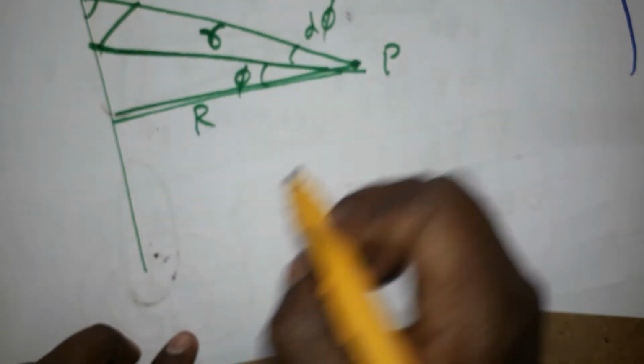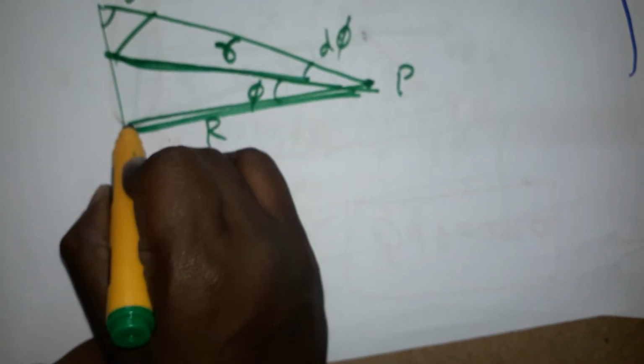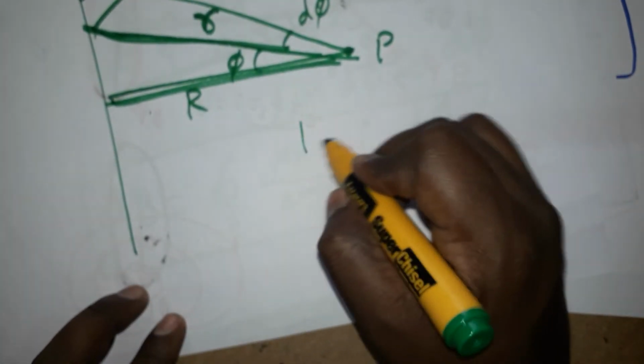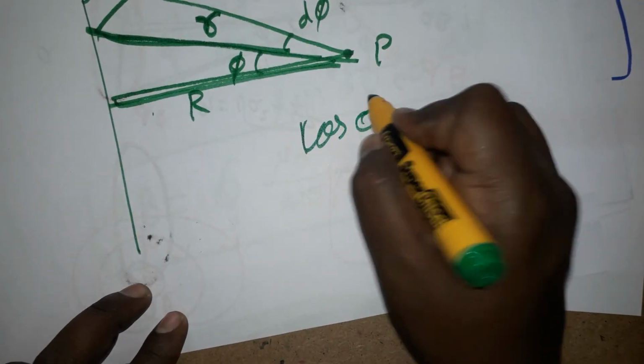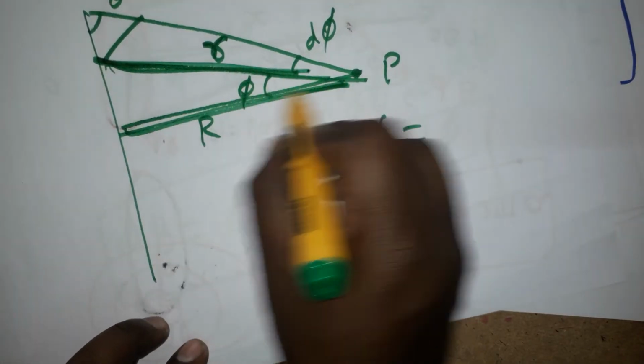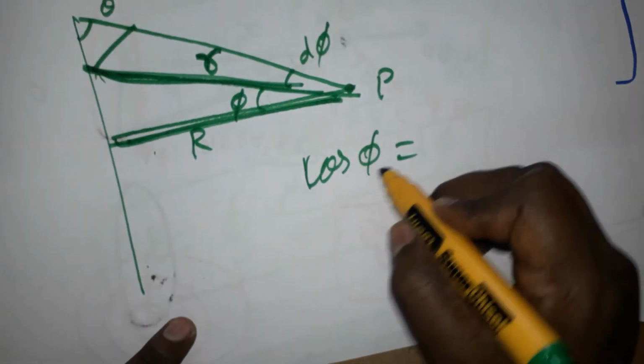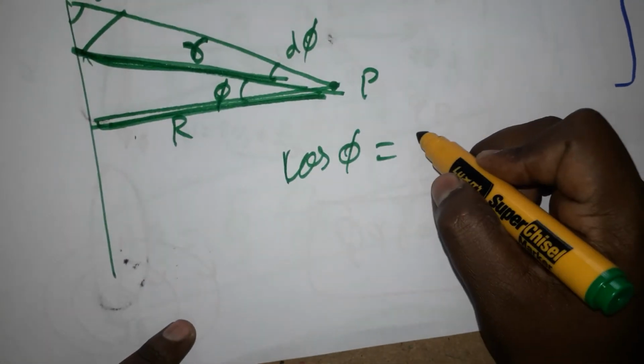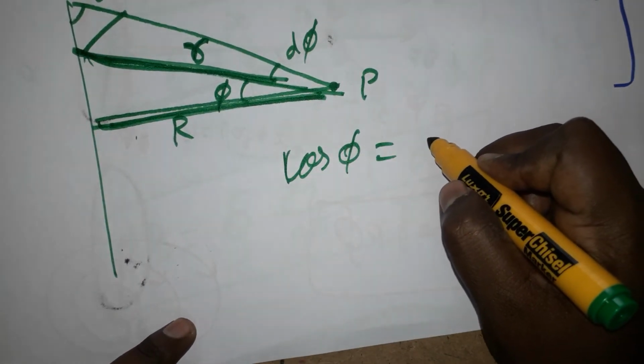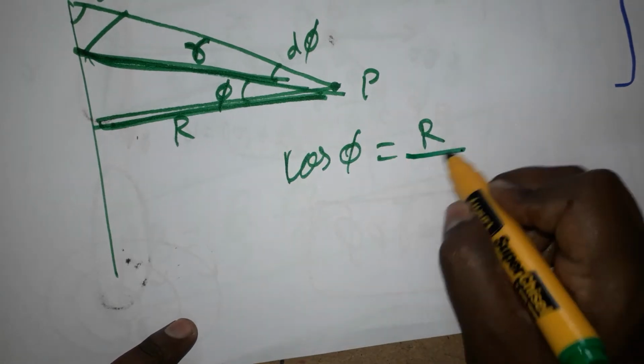Okay, now from this triangle, this is small r, this is capital R. Cos phi is equal to, we have hypotenuse and adjacent. No need to use the opposite. That means we can use the cos. So cos phi is equal to adjacent capital R over hypotenuse small r.